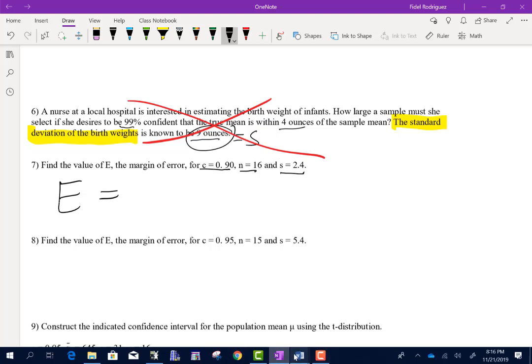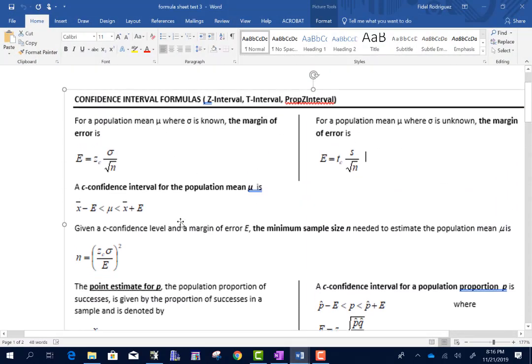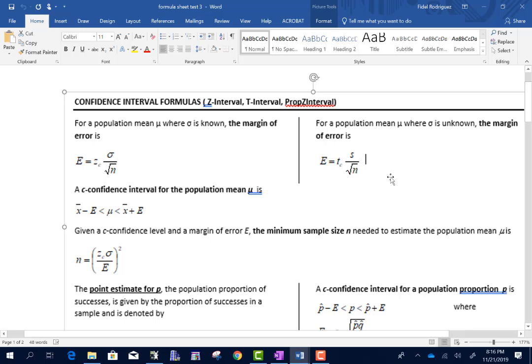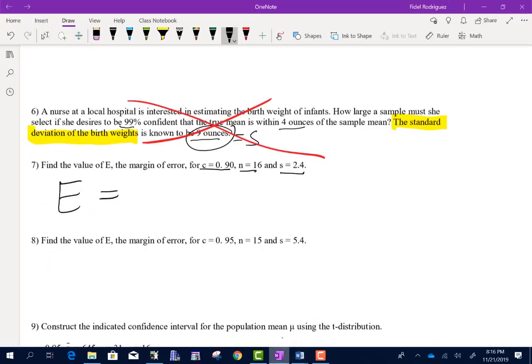Okay, so if I look at that same formula sheet, right here, let me see if I have a margin of error. Here we go. So I'm going to use this formula because what value do we have here? S, right? And if I write down that same formula, it tells me E equals TC times S divided by the square root of N.